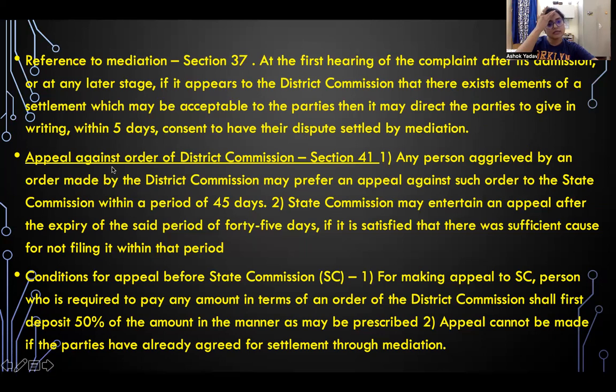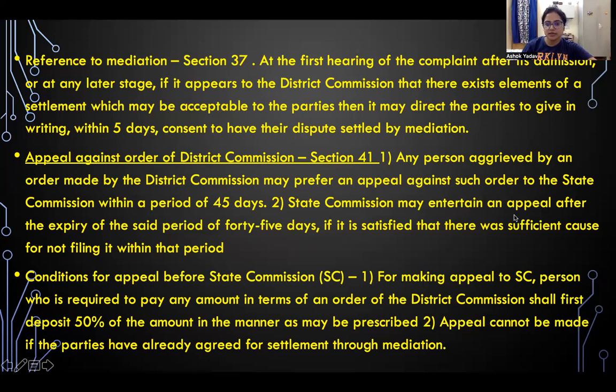Now, appeal against the order of the district commission. Suppose the order of the district commission has come, and you're not satisfied by the order. What can you do? You can go for an appeal, right? Any person aggrieved by an order made by the district commission may prefer an appeal against such order to the state commission within 45 days. So what is mandatory in this? That within 45 days, if you are not satisfied by the district commission order, file an appeal to the state commission.